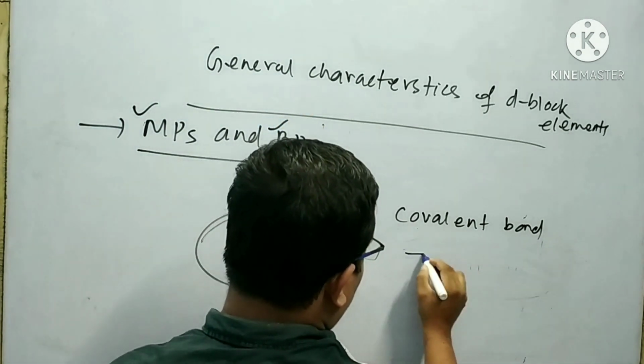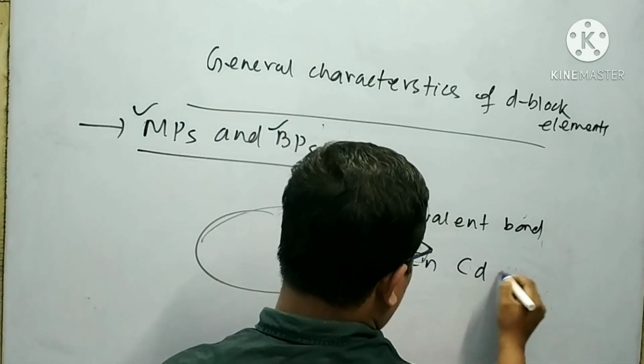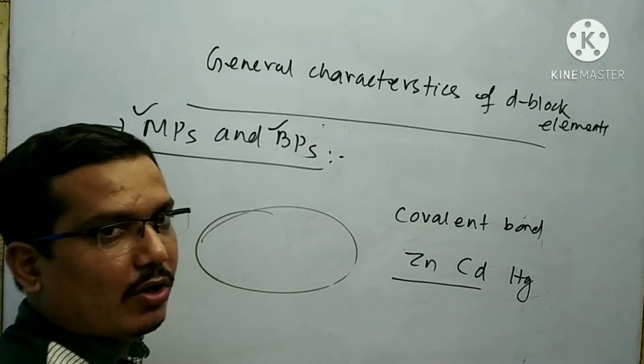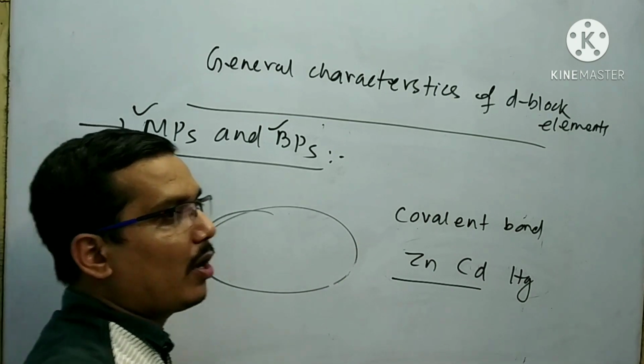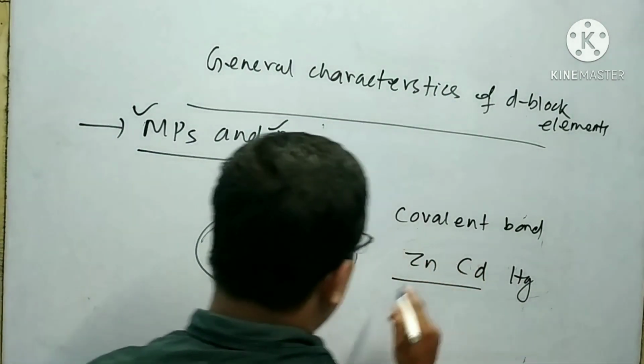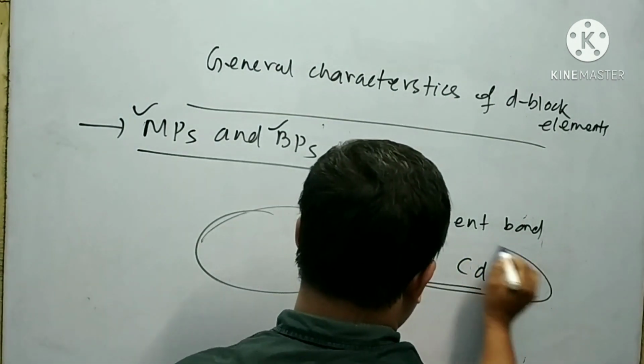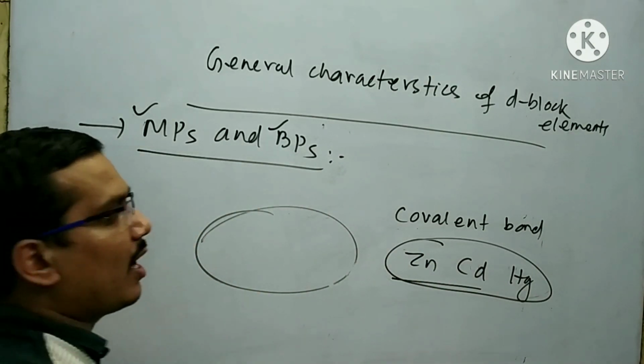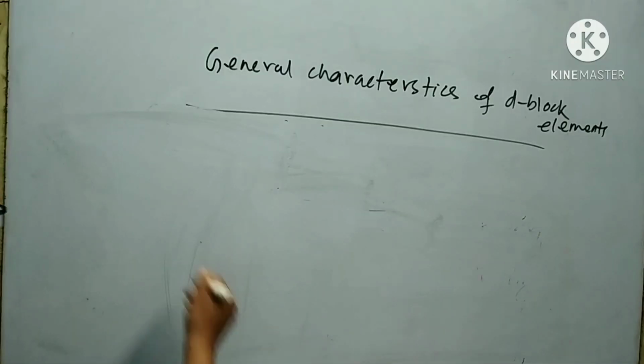If we think about elements like zinc, cadmium, mercury, in these elements there are no unpaired electrons to form covalent bonds. That's why these elements have low melting and boiling points as compared to the other elements.